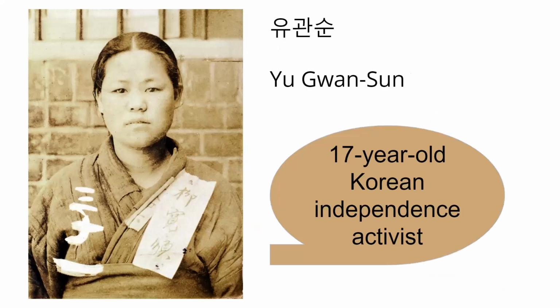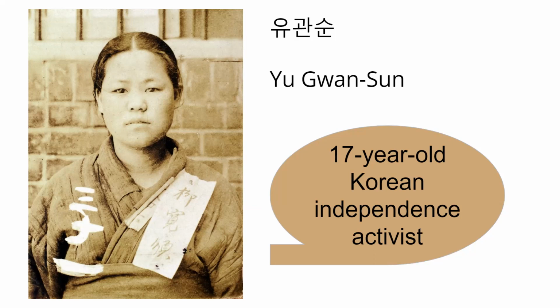Yu Kwan-sun is a famous Korean independence activist. She played an important role in the March 1st movement. She, along with her family, went door to door and encouraged neighbors to join the movement. She chanted, 대한 독립 만세, but a few hours later, she was arrested by the Japanese military police. Her parents were among the 19 people who were killed.